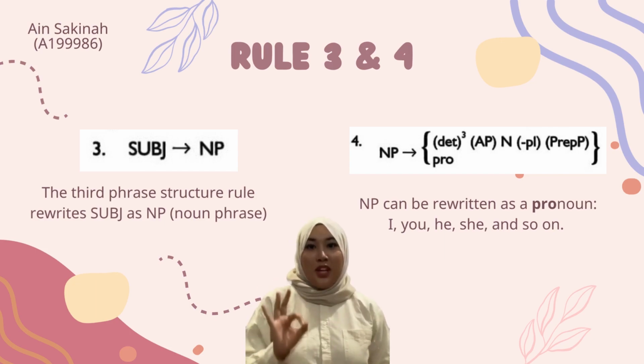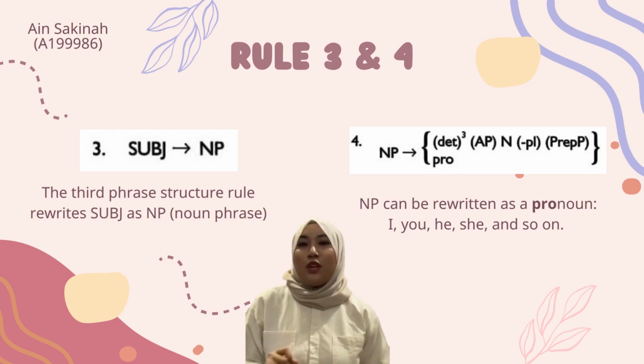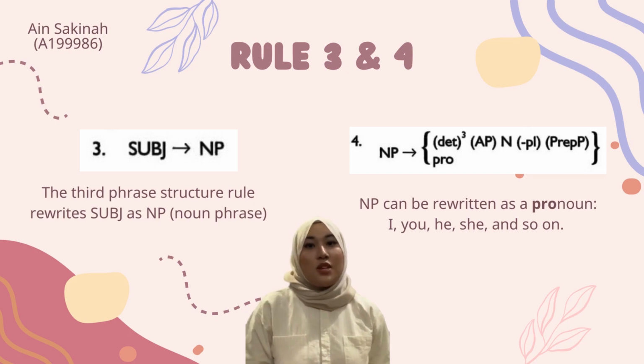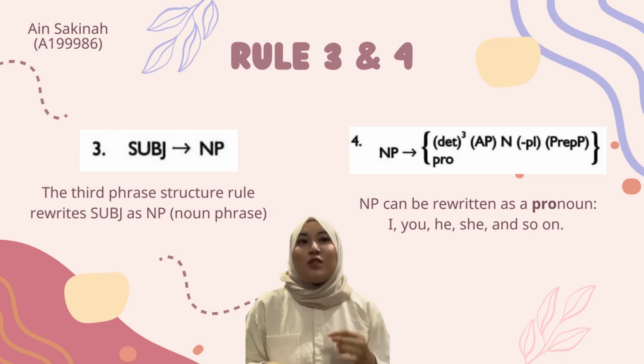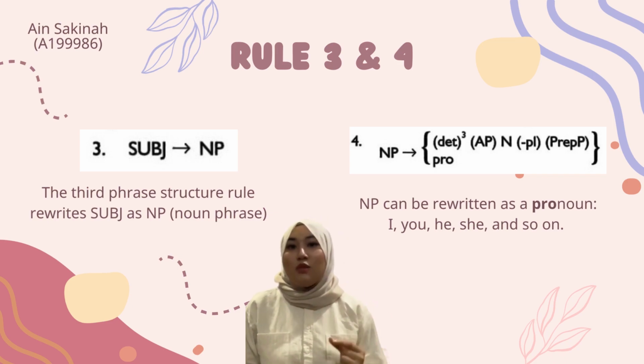Moving on to number 3 and 4. So basically 3 and 4 is renaming subject to NP. So instead of writing subject, we are using the term noun phrase. So what was our subject just now? The man. So the man is an NP. We now know subject is NP.